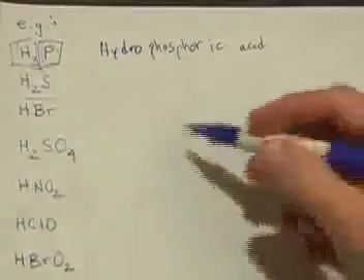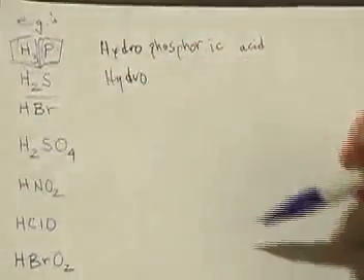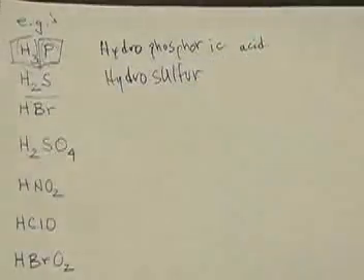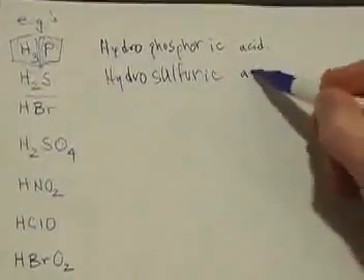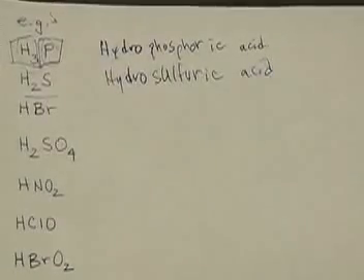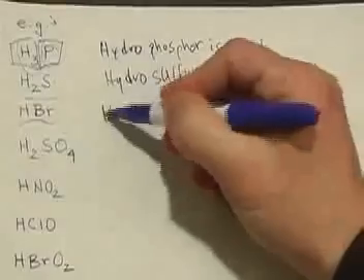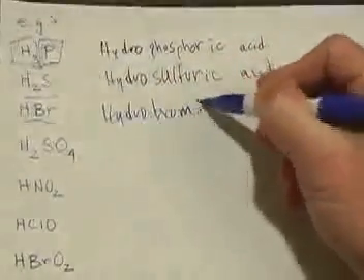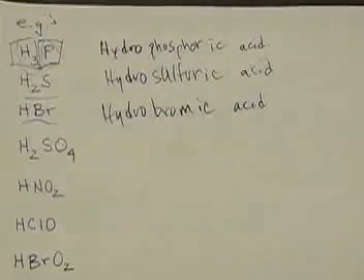Okay, so this one's binary as well, only H and sulfur. So put the prefix hydro on the front, put the stem for sulfur, hydrosulfur, and then put the ending ick at the end. So we call it hydrosulfuric acid. How about HBr? Oh, binary again. Okay. Hydro, brom, and then put the ending ick on the end. So we call that one hydrobromic acid.